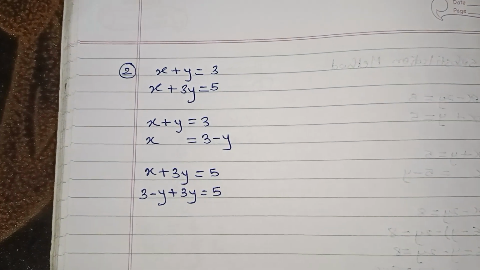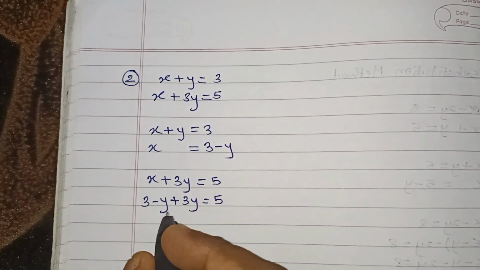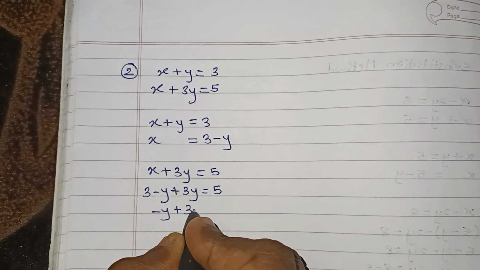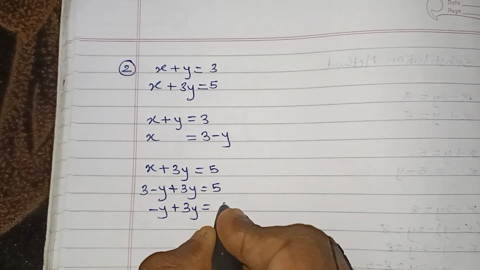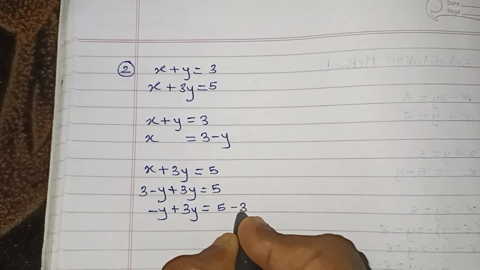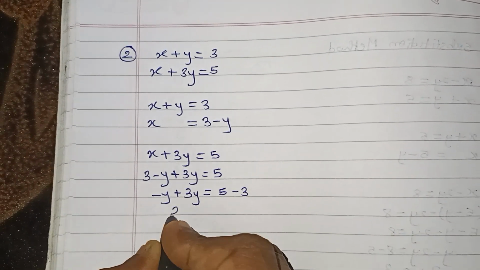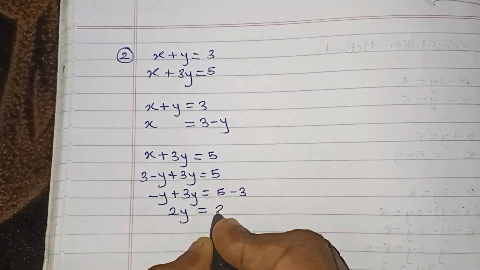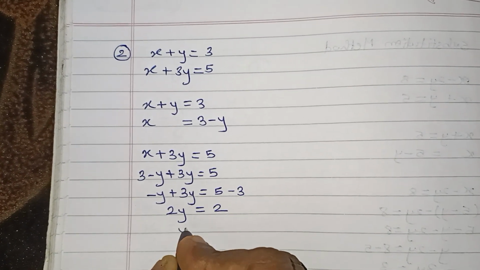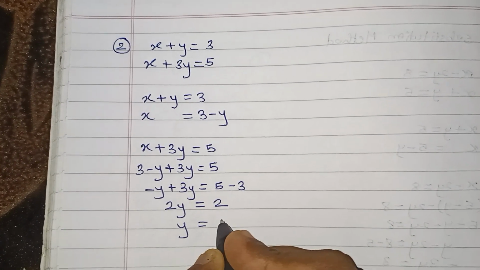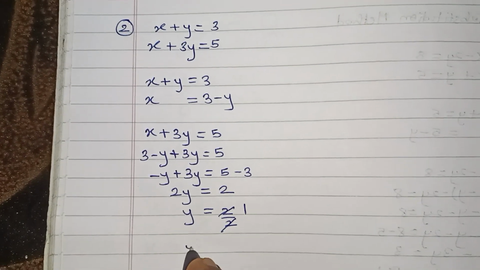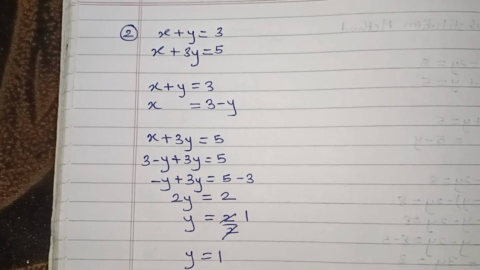So I'll take this 3 to the other side. Here minus y plus 3y is equal to 5 minus 3. I'll get 2y is equal to 2. y is equal to 2 divided by 2, that is 1. I got the value for y. y is equal to 1.